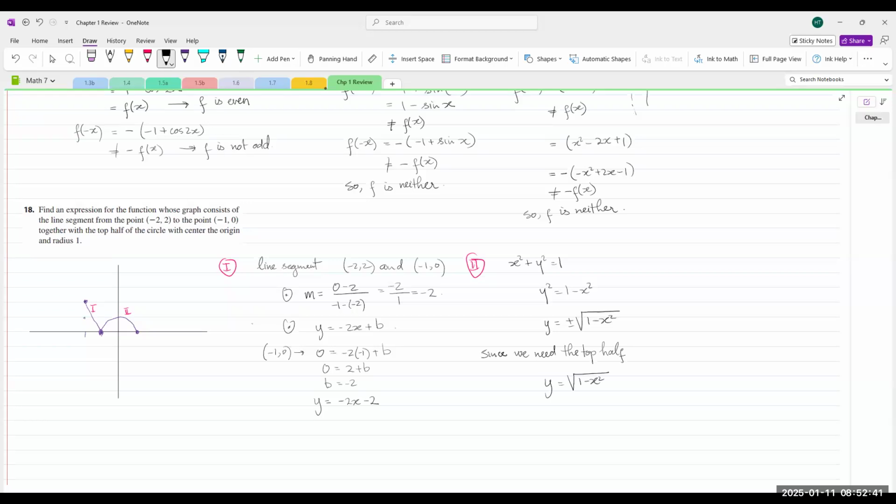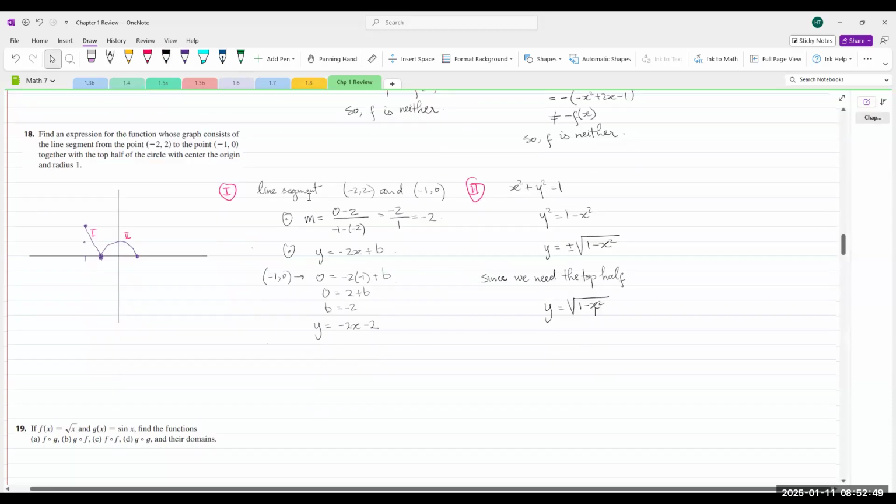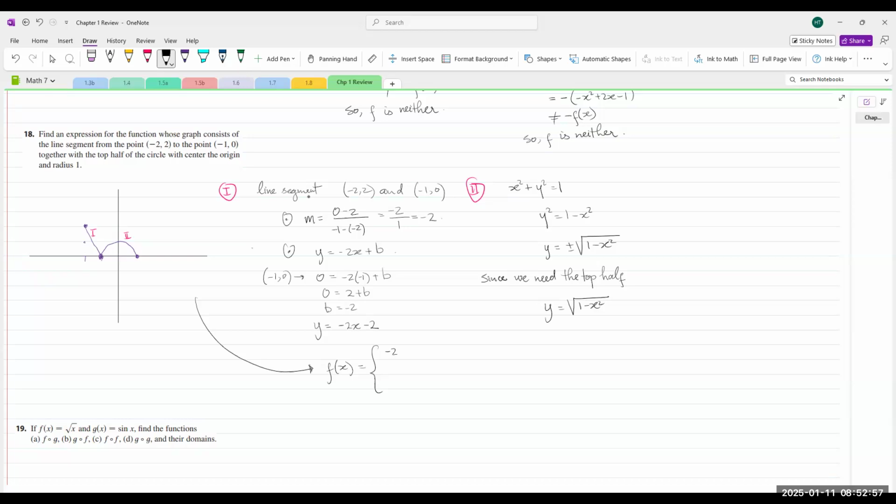Okay, but we are not done yet though. We are not done yet. We are basically done with finding the function for each segment. Now we need to put them together. So the function here is f(x) equals negative 2x minus 2 for x between negative 2 and negative 1, and then the square root of 1 minus x squared for x between negative 1 and 1.